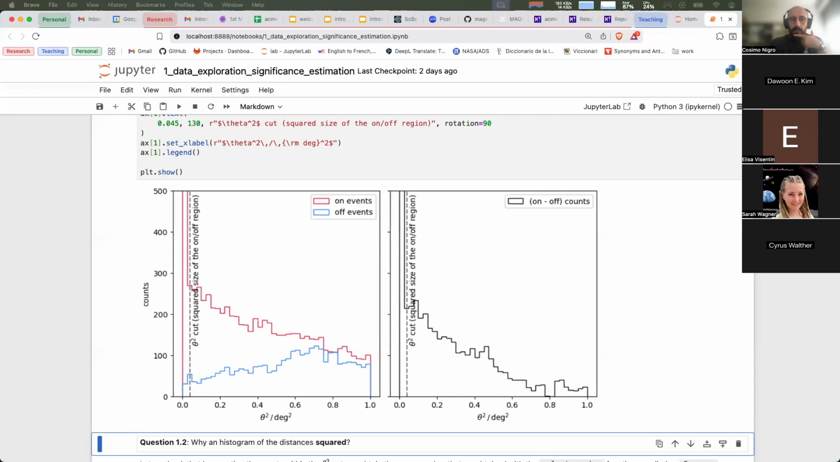And Carlo actually says, I would have expected a peak in the off histogram at 0.8 because that is the distance of the off from the Crab, right? Right, but that's 0.8 squared, because remember we are doing a theta square histogram. So maybe this, yeah, the peak is what we see around 0.6, right?